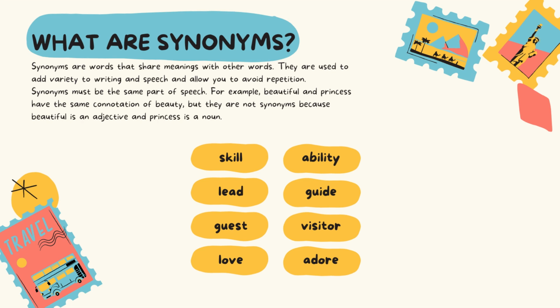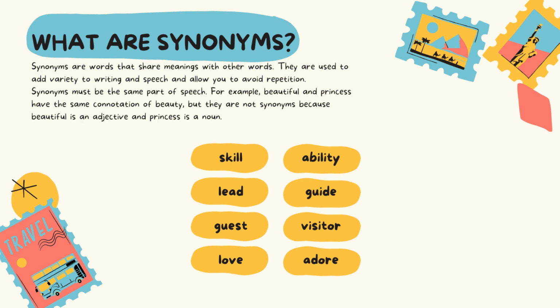Now, synonyms must be the same part of speech. For example, if you're describing something, you need to use only adjectives. Why? Because, for example, in here, beautiful and princess have the same connotation of beauty, but they are not synonyms because beautiful is an adjective and princess is a noun.